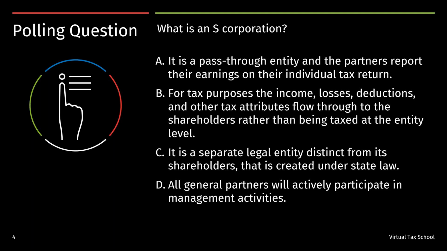Okay, I'll go ahead and close it now and share the results. Okay. So we've got 47% said it is a pass-through entity. It is a pass-through entity, but an S corporation, it's not A because an S corporation does not have partners. They're called shareholders. So the answer is B. For tax purposes, the income, losses, deductions, and other tax attributes flow through to the shareholders rather than being taxed at the entity level.